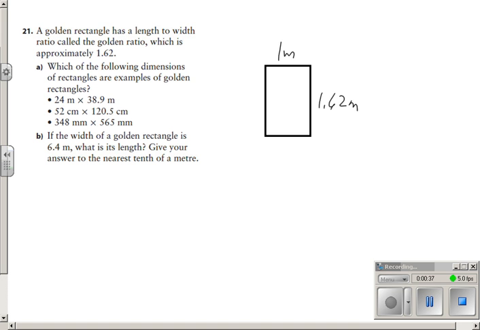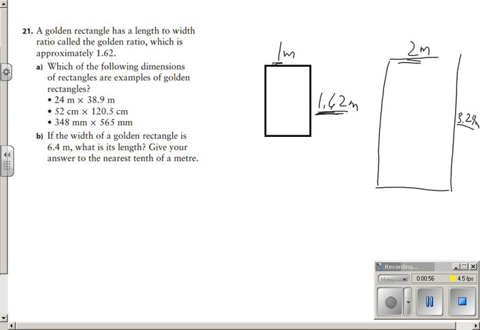Okay, so it will be proportionately larger. So if I make a 2 meter width here, the length will actually be 3.24 meters. It will be double this. So if I double this, I have to double this. That's the ratio called the golden ratio.